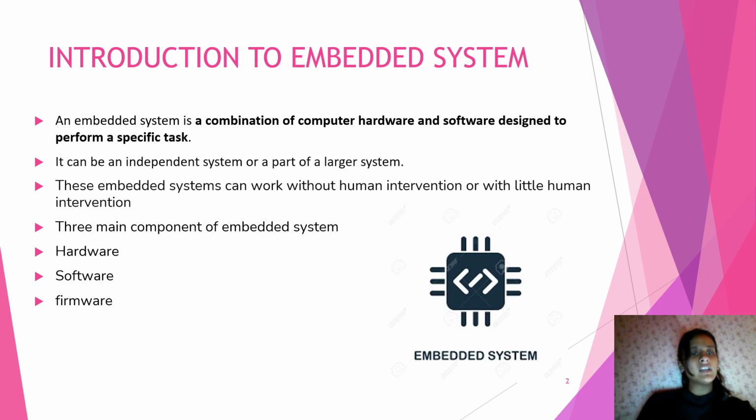Leading to the third point, these embedded systems can work without human intervention or with little human intervention. Most embedded systems don't need human interaction at its peak. Sometimes they work without human interaction also. There are three main components of the embedded system: hardware, software, and firmware.